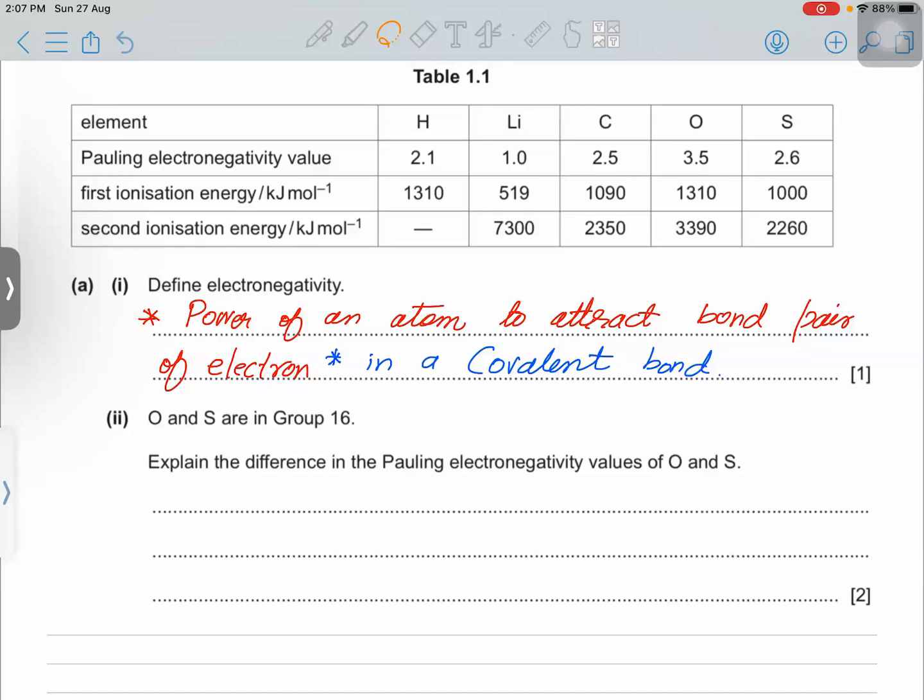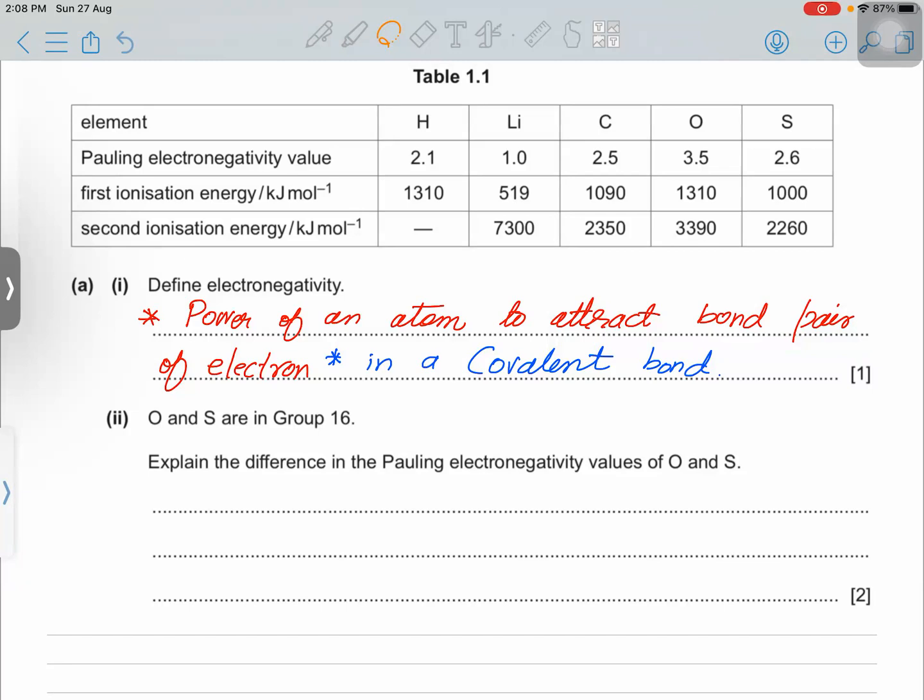Are oxygen and sulfur down the group or across the period? Let me see. I think it's down the group. They're both in group 16, so down the group.